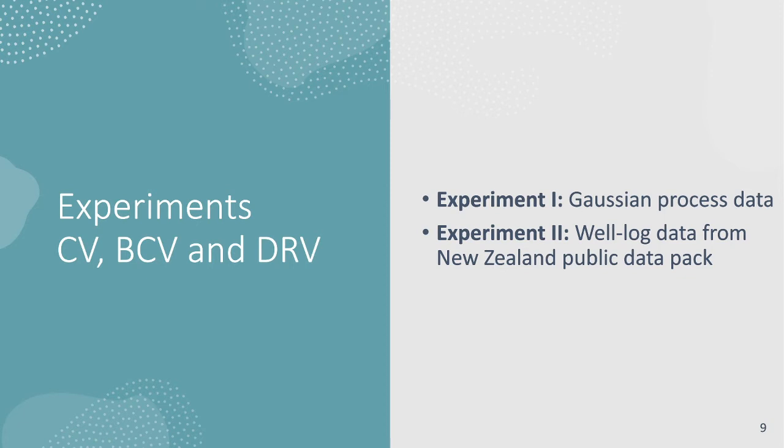We have two experiments to share. In the first experiment, we have full control of the distribution. We have Gaussian process data. In the second experiment, we have real data from the New Zealand Public Data Pack.